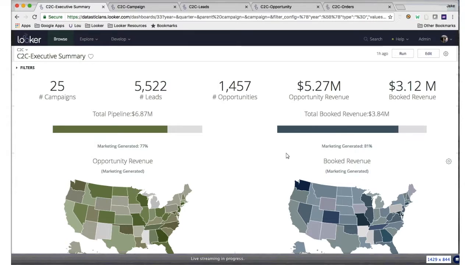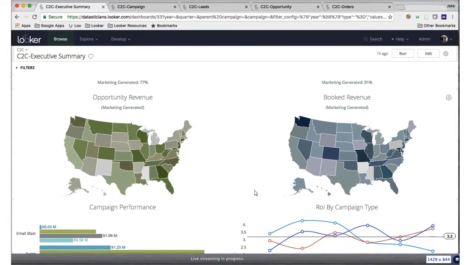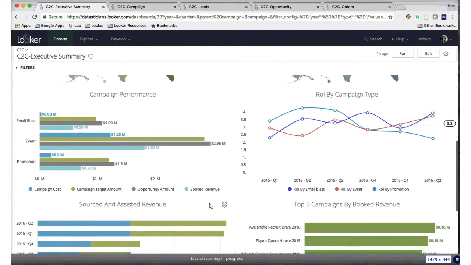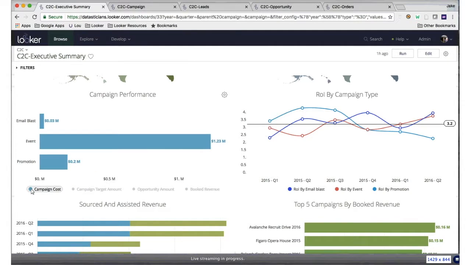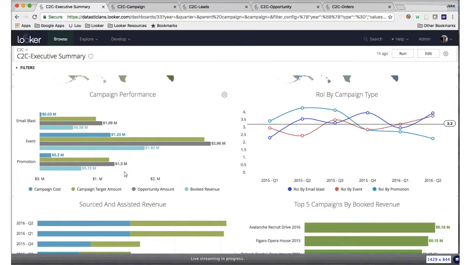We get a geographic sense of where our opportunities and revenues are coming from. So we can get an idea of maybe how we want to run campaigns in the future based on success or based on where we want to see more opportunities. We also have the opportunity to break that campaign performance up in different ways. So in this case, we can look at the campaign costs for different types of campaigns. Not surprisingly, we see it takes a lot more to run an event campaign than it does an email blast. So those are important types of things to be able to look at. And then what is the revenue coming from those as well?